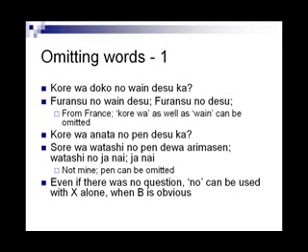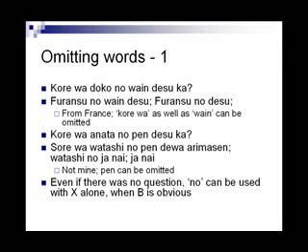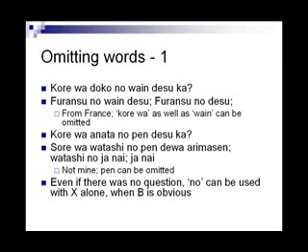Had the question been Kore wa dare no pen desu ka? Watashi no de wa arimasen would have been much more appropriate. Since the question was a leading one with anata no, even janai is acceptable as a simplification. These were responses to questions. Even if there was no question, no can be used only with X when B is very obvious.